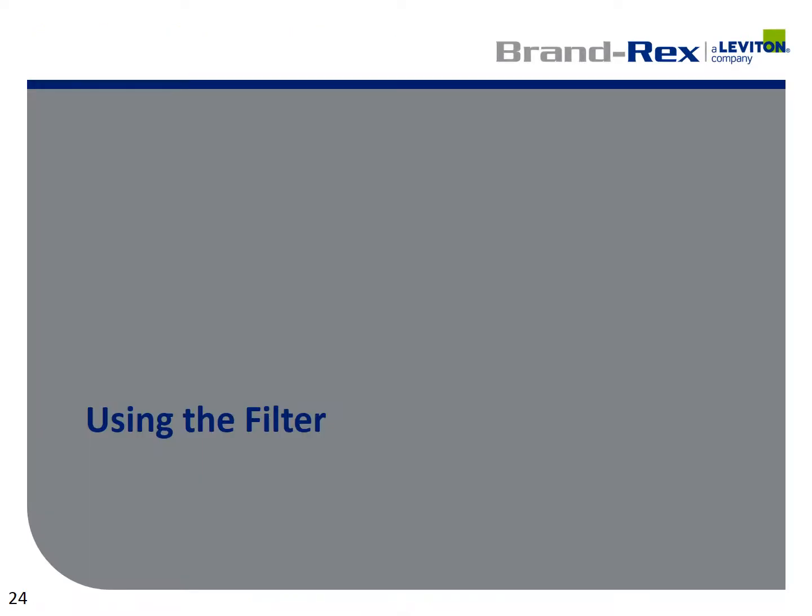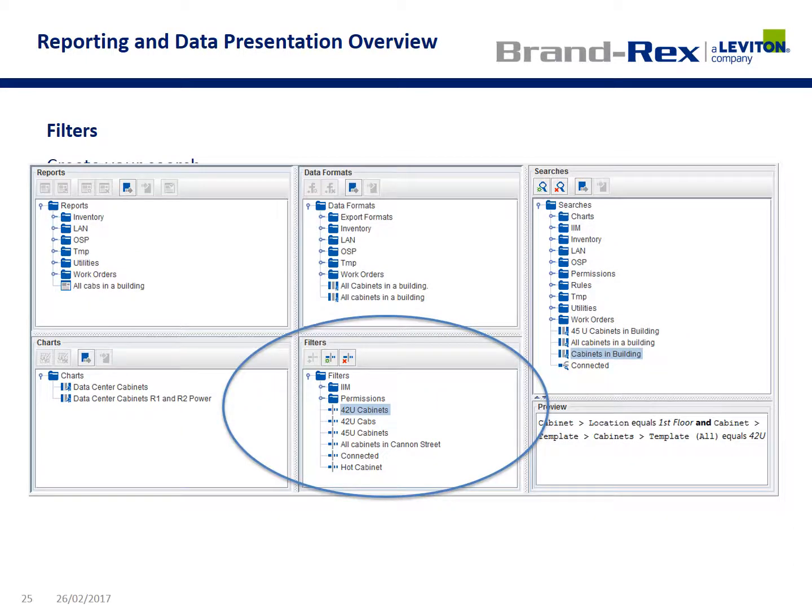Using the filter. Filters can be created within Reporting and Data Presentation Overview and are used to highlight the results of a particular search. Items returned can either be shown or hidden. Filters in SmartPatch can be used to apply a certain effect to groups of items. For example, a filter can be used to hide items in graphical overviews.